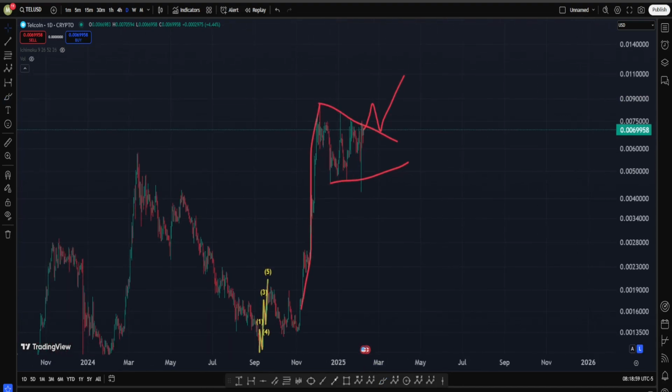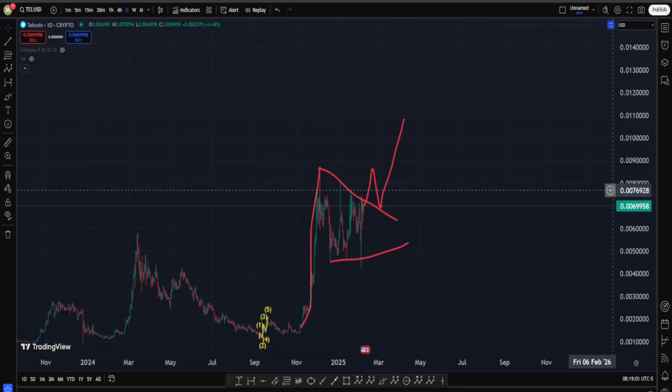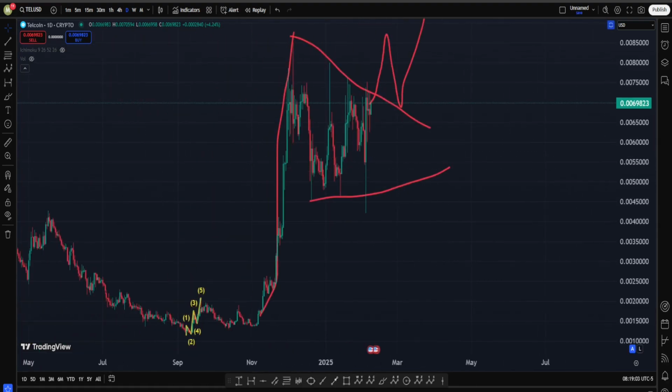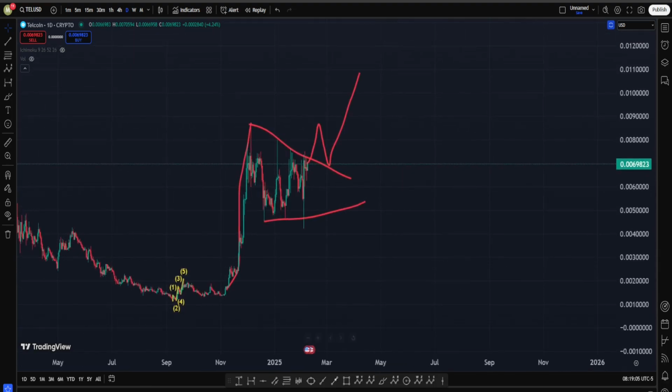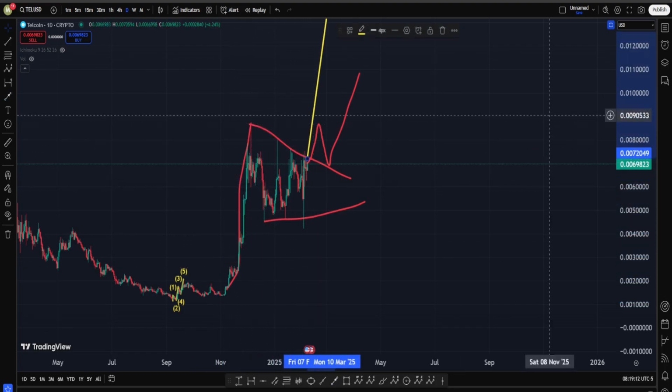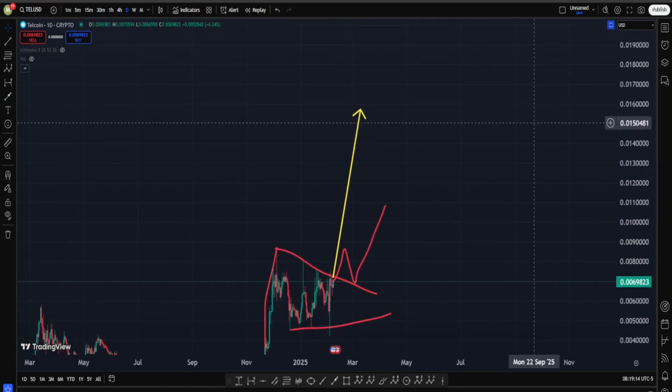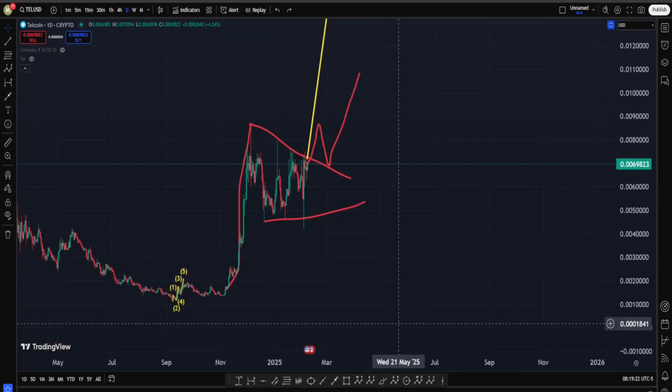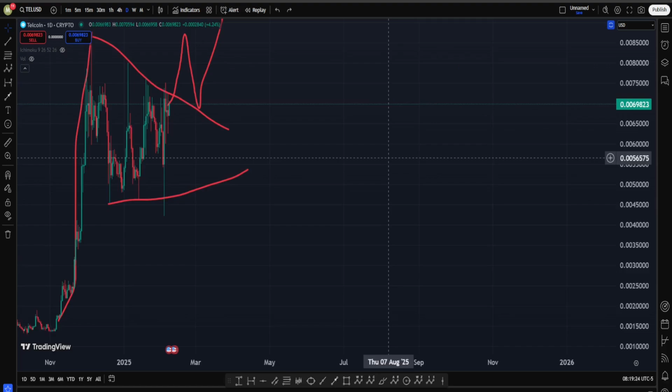And what's the target going to be? First things first, you need to put the chart on regular scale, there you go, and then you need to measure your pull from here to about this high and put it at your breaking point. Okay, so that will give you about, let's say, like a 1.5 cent Telcoin, which is, in my opinion, definitely possible. So for now, everything in TL looks absolutely beautiful.